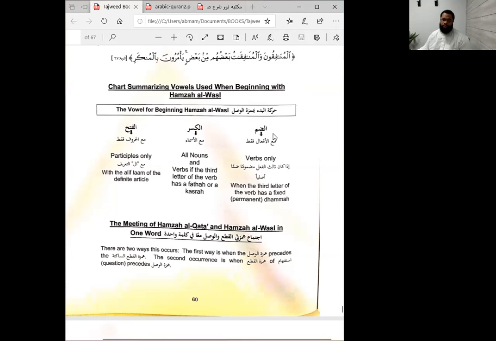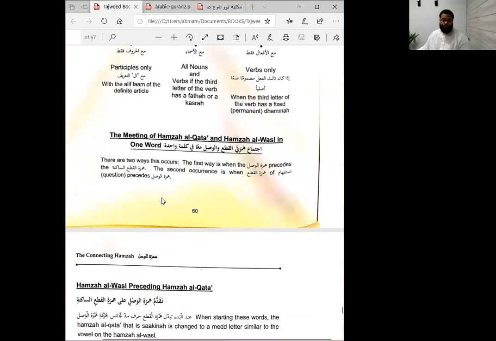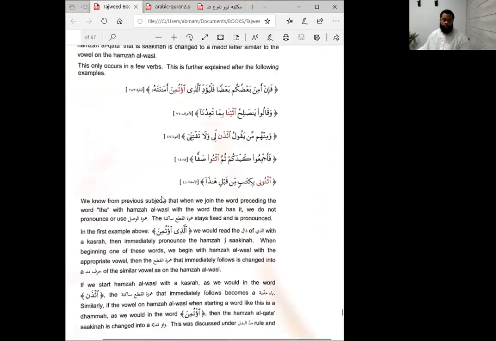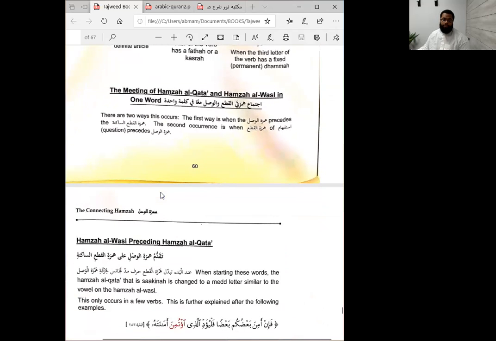So when does it have a dhamma? If it's a verb, that verb has to have a dhamma on the third letter. Kasra with all nouns and most verbs. Third letter has a kasra. And fatha with al. Very good summary here. So we can go over the next portion or the next section.